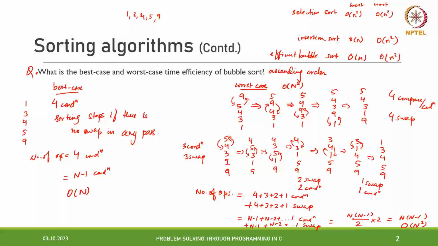Okay. Now, is this clear how we calculated the number of operations for the best case and the worst case for bubble sort?